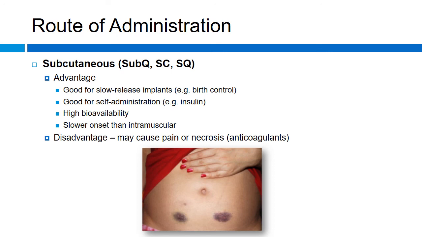It has a good bioavailability, again, because it's bypassing that first pass effect. But it will have a little bit slower onset than either intravenous administration and also intramuscular administration. So it's not super fast, but if it's something like insulin, where I'm only going to give it a few times a day, I don't need it to really work that fast. That's okay. Obviously, the disadvantage is it's going to be a little bit more painful, especially if the patient has to inject themselves multiple times a day.